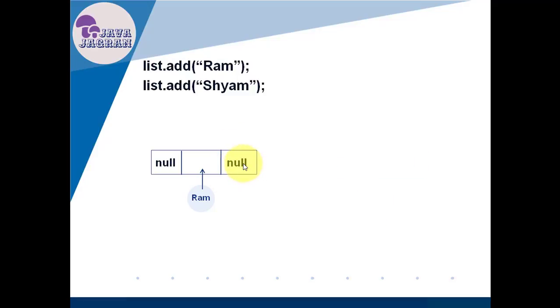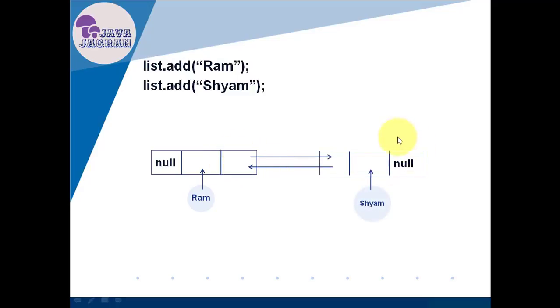So what it will do, it will create one object of the node class, and in this next it will store the reference of that object. So this is how it will store the object.